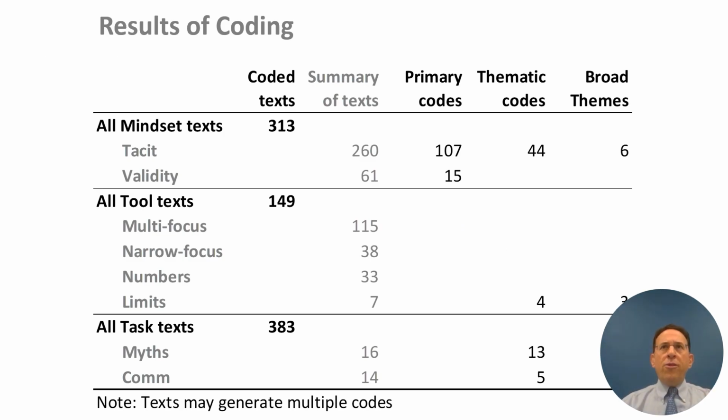As I said, during the interviews, we were constantly collecting comments as texts, anything that would indicate the mindset, what tools they were using, or the tasks that they used to approach. And these we coded at different levels. There were the initial summary codes, then primary codes. These codes were grouped thematically, and then into 6 broad themes.